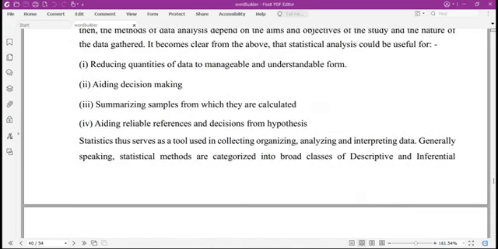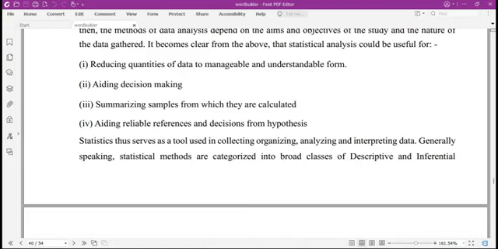Alright, so statistics thus serves as a tool used in collecting, organizing, analyzing, and interpreting data. So you see how important statistics is in your research project. Without statistics, you cannot analyze your data. It helps in collecting, organizing, analyzing, and interpreting. It is when you're able to organize your data that you can analyze it. And when you analyze, you'll be able to interpret your data.